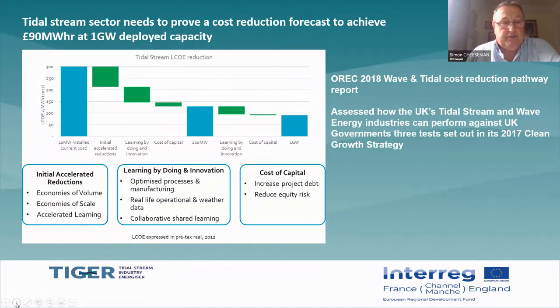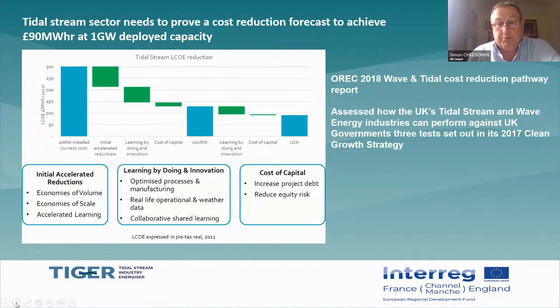And really what it said, if you look at the chart on the left, at the moment, and this is focused on tidal stream, so apologies to Cameron, we didn't quite get the same sort of response on wave to enable us to put together some sort of cost reduction forecasts. But for tidal, and the principles do apply to wave, we're about £300 per megawatt at the moment.